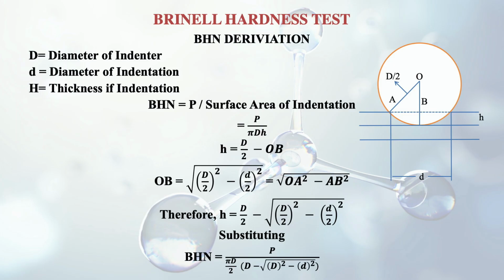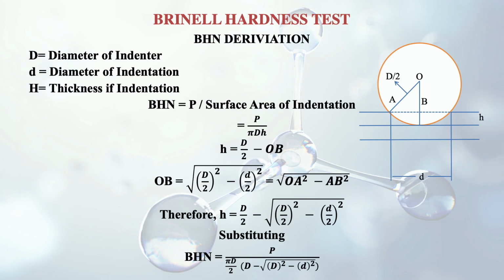You can see the circular thing which has indented on the specimen surface. You can see in the figure. So the diameter of the circle is big D. This is the diameter of the indenter. Small d is the diameter of the indentation, and h is the thickness of the indentation. So BHN is given by P divided by surface area of indentation. So that means it is P divided by π into D into h. So here one assumption is taken that small d is very close to larger D. So we take here the larger D.